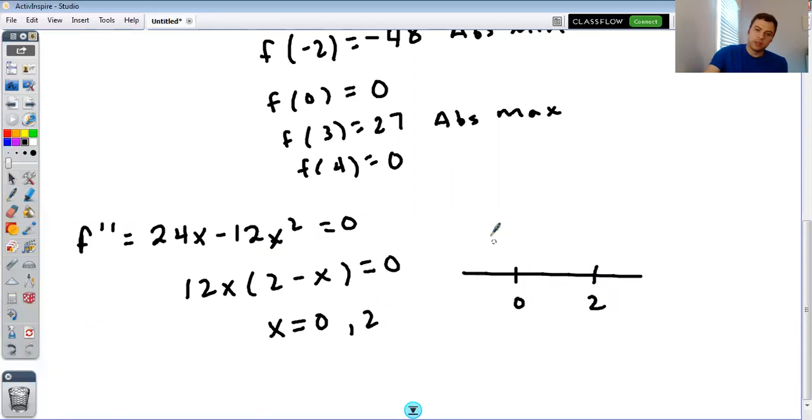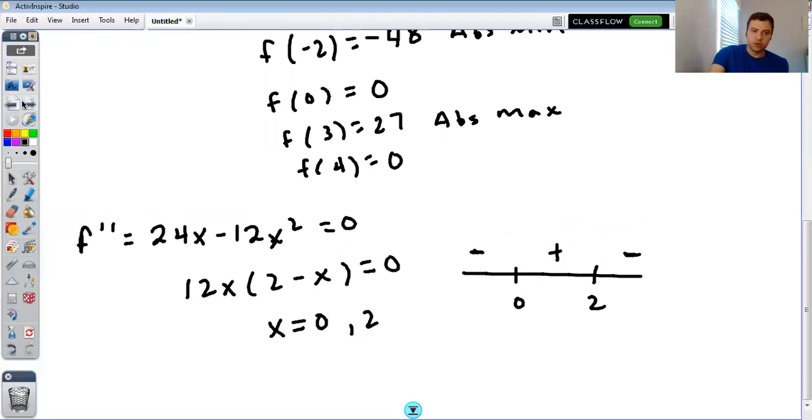Pick a number over here. Let's say -1. That's a negative times a positive, so it's negative. Pick 1, positive times a positive, that's positive. Then pick 3, positive times a negative, it's negative. So we can see from this, we're concave down here, concave up here, concave down here, and both of these points are, in fact, inflection points in this function.